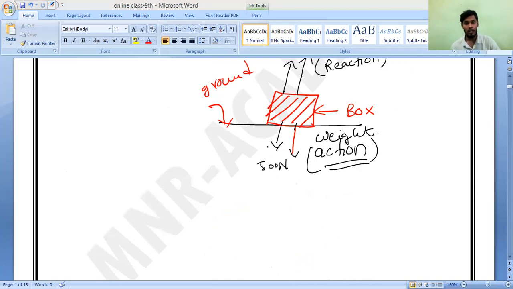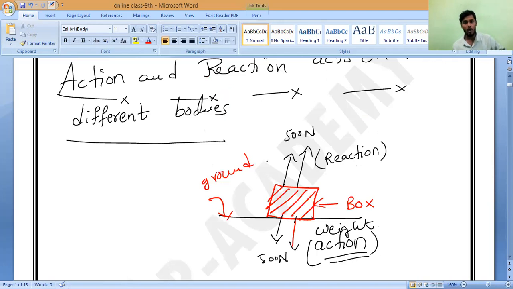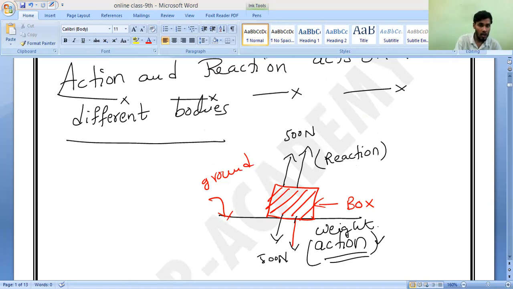If you observe carefully here, the weight of the box acting on the ground is called action. Opposite to that, reaction will be there. The force exerted by the weight of the box on the ground is called action, whereas the force exerted by the ground on the box is called reaction, which acts on the box. Since the box is in equilibrium under the action of two forces, it neither goes up nor goes down.